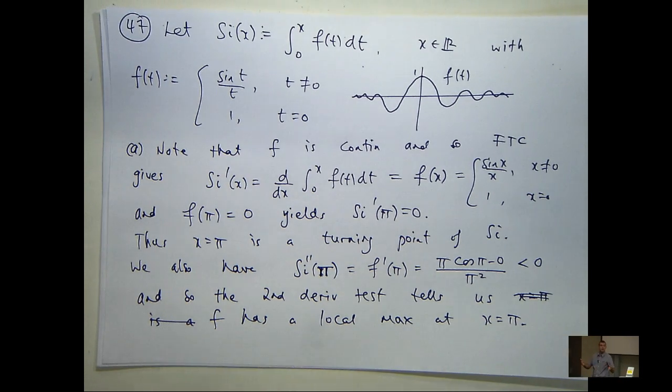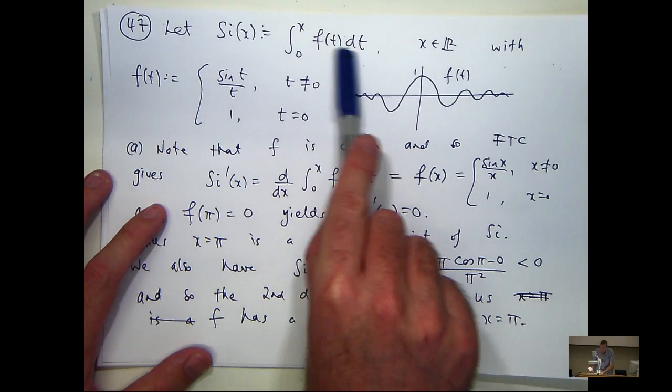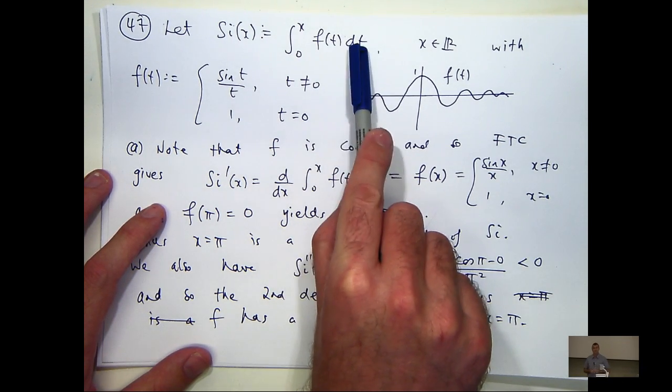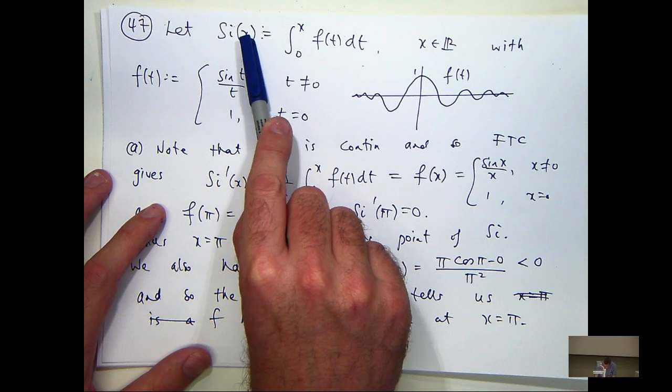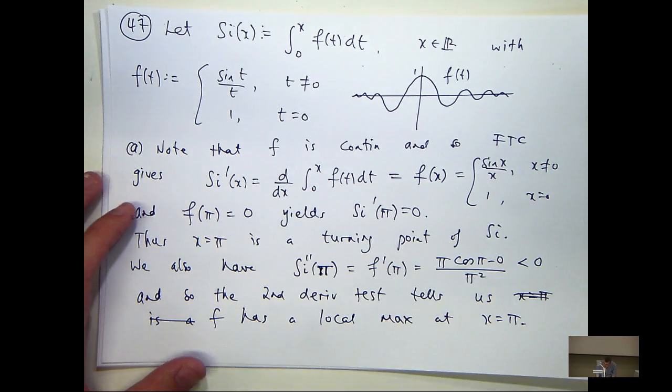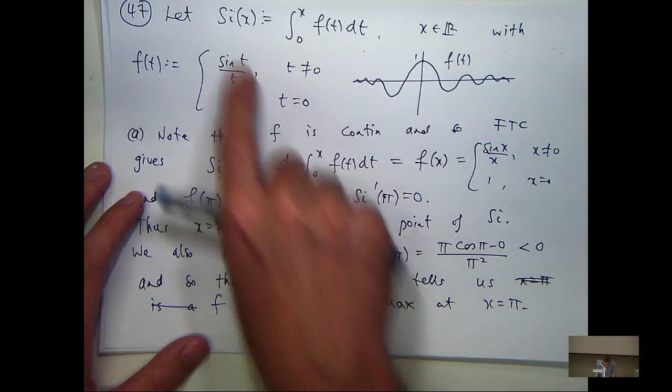Yes? Does it matter whether you put t equals pi or x equals pi? Well, I guess t here, that's a good question. T here is the dummy variable, right? And x is the independent variable. Okay? So, yeah, I would say x equals pi here. Okay.